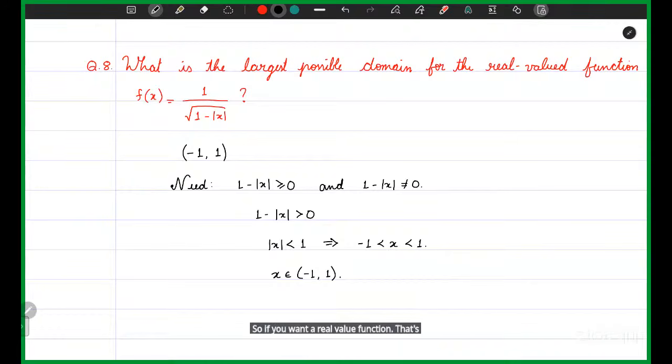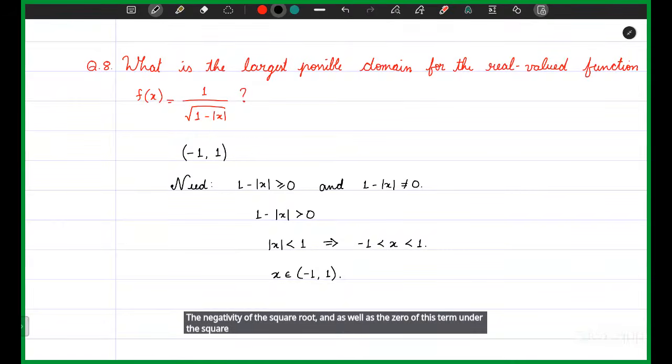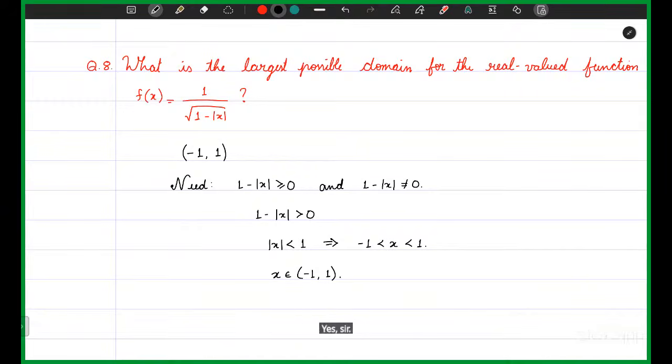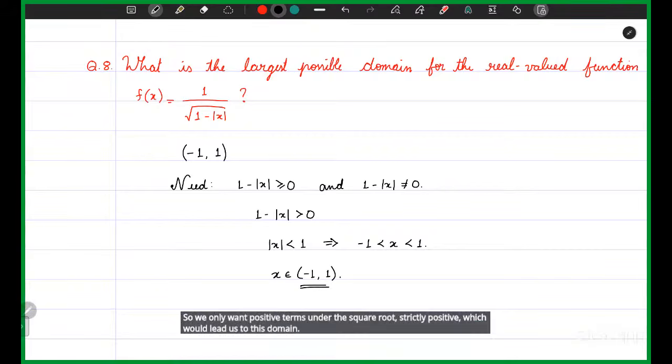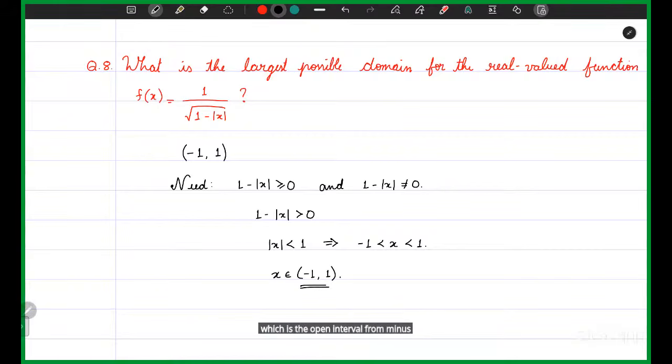That's why we are avoiding these two things: the negativity under the square root, as well as the 0 of this term under the square root. So we only want strictly positive terms under the square root, which would lead us to this domain, which is the open interval from -1 to 1. And by definition, open interval means all values greater than -1, but not equal to, and all values up to +1, again, not equal to. All right. Thank you, sir.